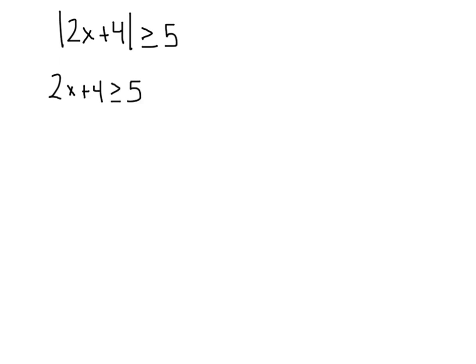There's the first one. The second inequality is exactly what you did with equations. It's going to be 2x plus 4, and it's going to be negative 5. But the other thing you're going to do is flip the inequality. So one of your inequalities is going to be the same as the problem. The other one is flipping the inequality and changing the number to a negative.